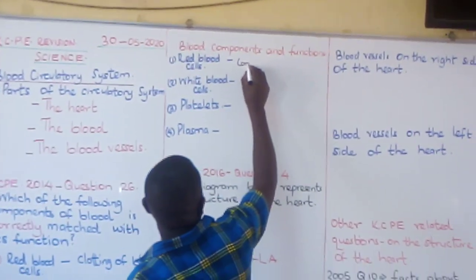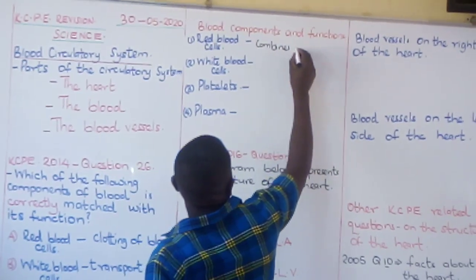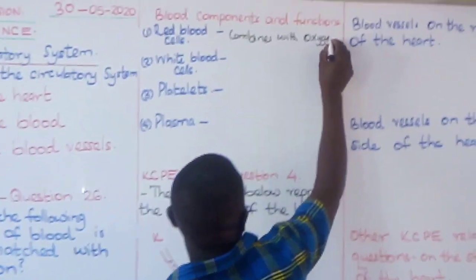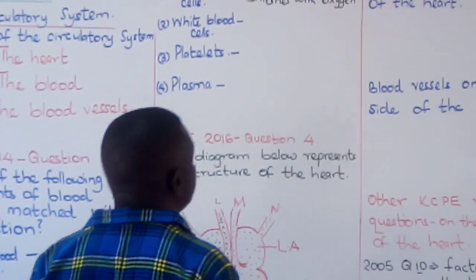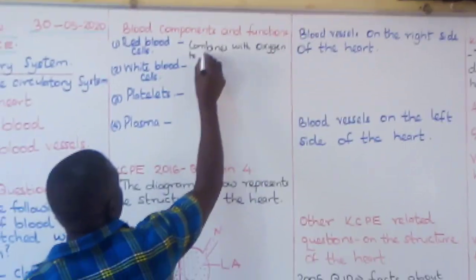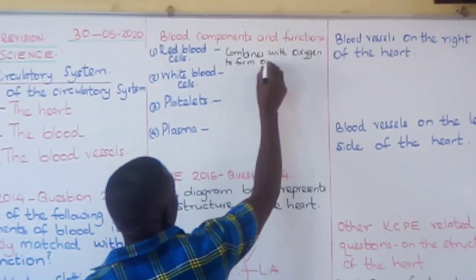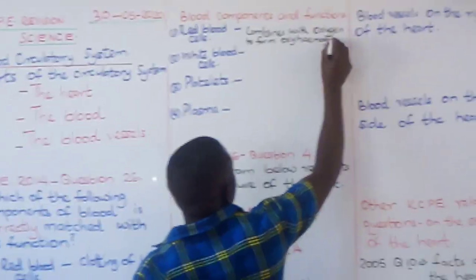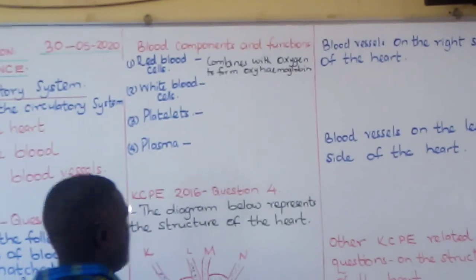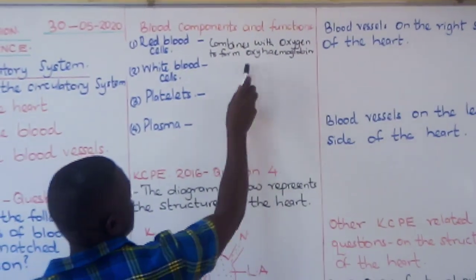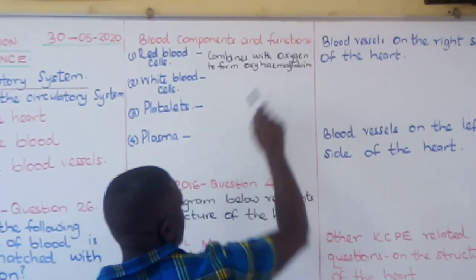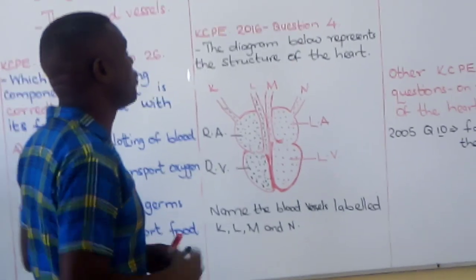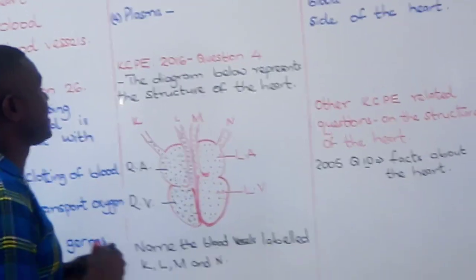Combines with oxygen to form oxyhemoglobin. Look at that, oxyhemoglobin. Oxy stands for oxygen and hemoglobin stands for the red coloring pigment. So when they come together, they form oxyhemoglobin. That is the red blood cells.